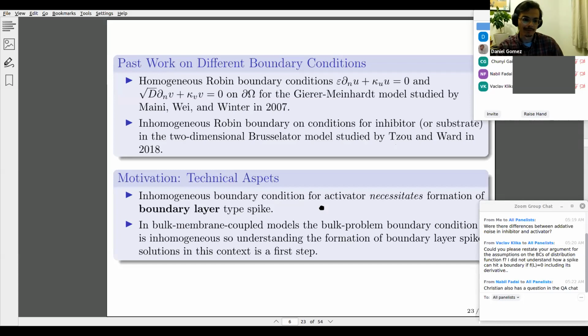The other technical motivation is that in these bulk membrane coupled models, we often couple bulk bound problems to membrane bound problems using an inhomogeneous boundary condition. The reason for studying just inhomogeneous boundary conditions is that you may be looking at a bulk membrane coupled model and you might see fairly interesting behavior occurring near the boundary. The question is, is that interesting behavior occurring because of bulk membrane coupling specifically, or is it actually just the fact that there are inhomogeneous boundary conditions at the boundary?